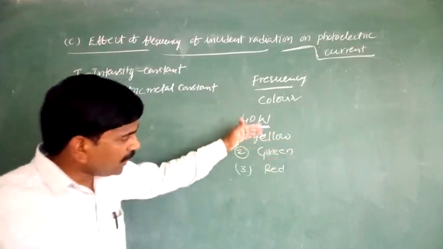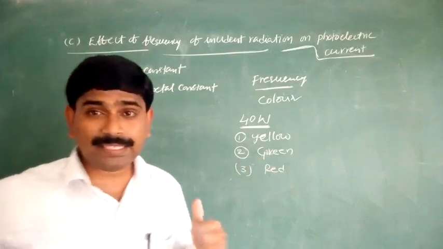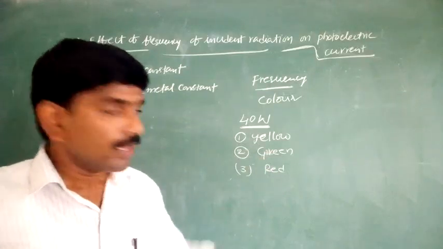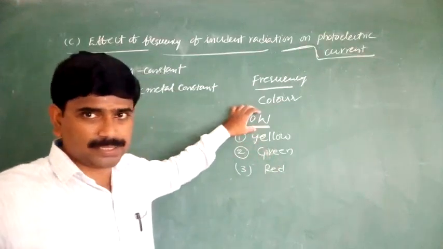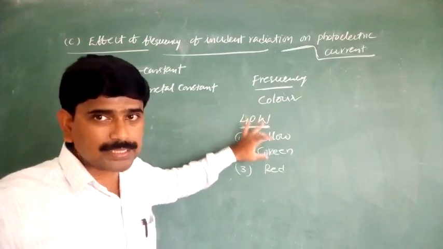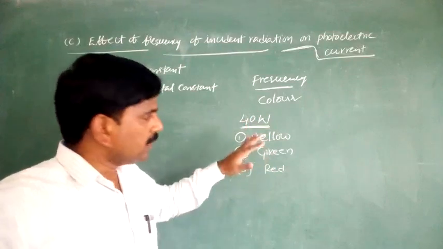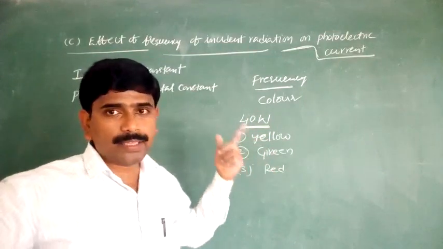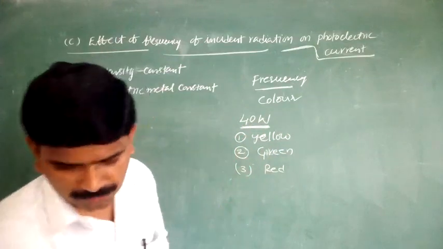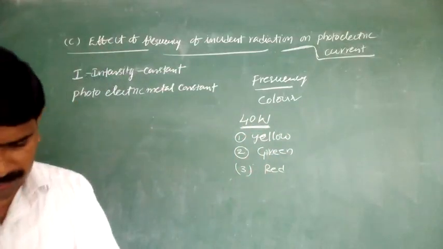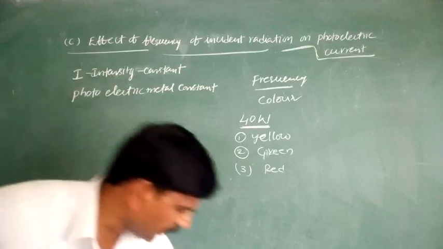Here the frequencies are changing. Frequency means a color. The color is changing, but all the radiations have the same intensity. In that situation, how does the photoelectric current vary? So here, observe the same thing.